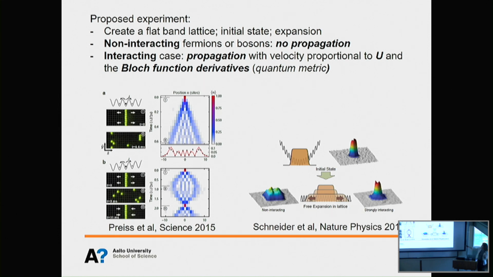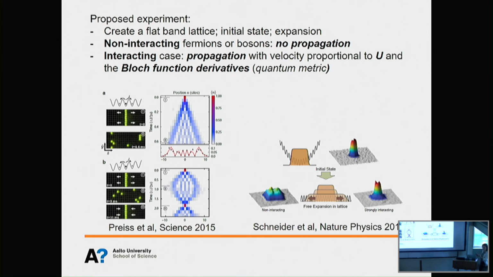First, you would need to create a flat band lattice and put some kind of initial state there. You could start with the dilute gas to just probe the two-body physics and later add more. You have the initial state with some kind of initial trap or whatever, and then you see the expansion. Now this would be very different from many experiments that have been done, namely the non-interacting fermions or bosons, the two-body physics you can do with bosons, they should not propagate. If you really have a flat band, they should be stuck. And then you put interactions, and then you should see propagation.